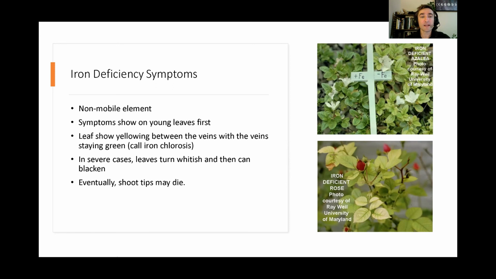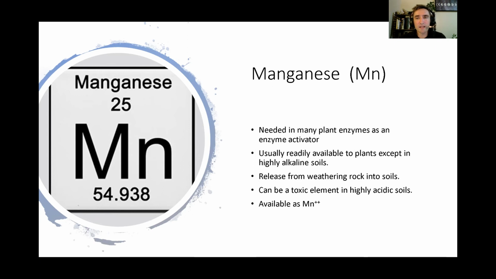In very severe cases of an iron deficiency, the leaves will turn almost white. Eventually, you'll have new shoots die back at the tip. Now let's talk about manganese. Manganese is needed in many plant enzymes, and it's like an enzyme activator. It's usually readily available to plants, except in the most highly alkaline of soils. It is released naturally during the process of soil weathering.